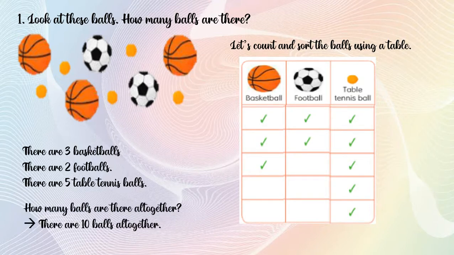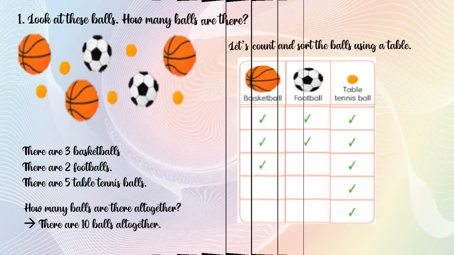And the next question, how many balls are there altogether? Berapa jumlah keseluruhan bola yang kalian lihat? Good job, there are 10 balls altogether. Jadi, kalian bisa menggunakan sebuah tabel untuk mengklasifikasikan benda dan juga menghitung bendanya. Okay, now let's continue to the next question.